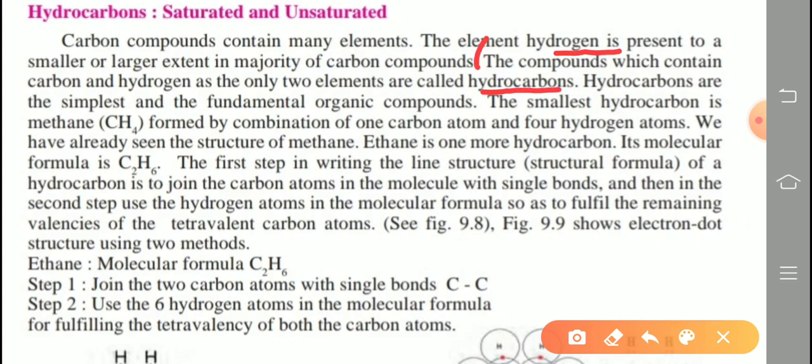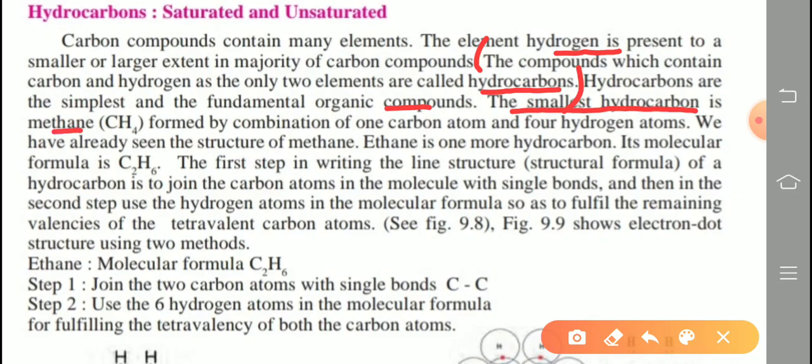Mark the definition. The compounds which contain carbon and hydrogen as the only two elements are called hydrocarbons. Hydrocarbons are the simplest and the fundamental organic compounds. The smallest hydrocarbon, underline, the smallest hydrocarbon is methane.